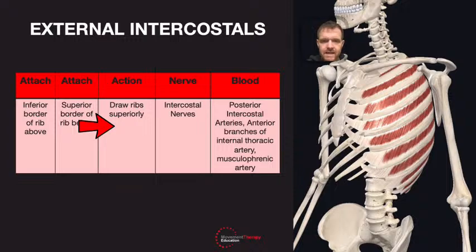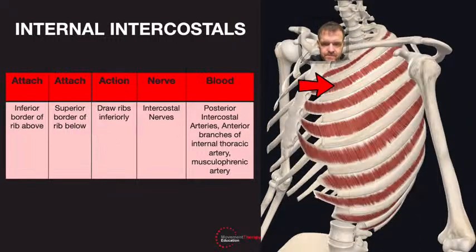Then there's your internal intercostals. They're orientated in a different direction, and they draw the ribs inferiorly. If you want to do forced expiration, a really big breath outwards, you're going to be using those internal intercostals to help squish the lungs down as much as possible to drive that air out of the lungs. So if you do breath work, that kind of thing, those are some of the muscles that you're using.